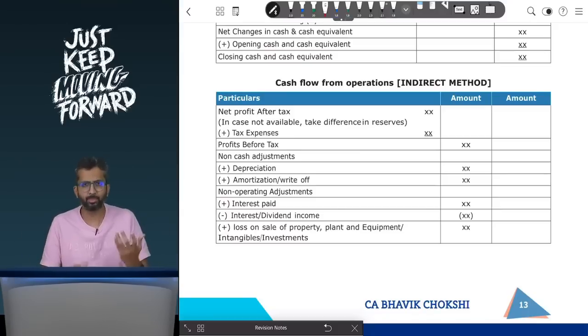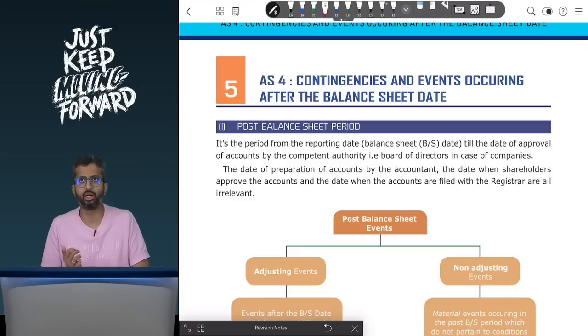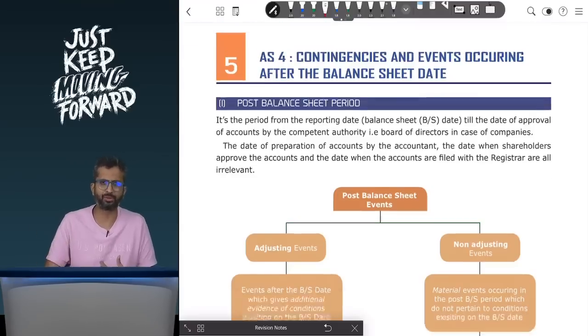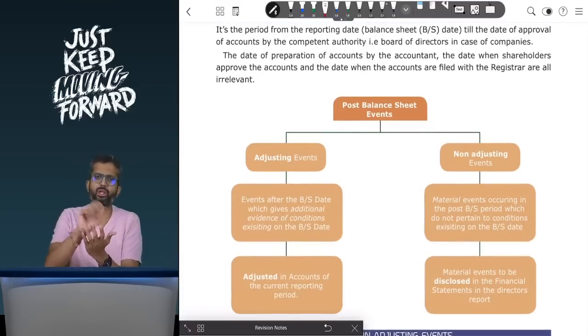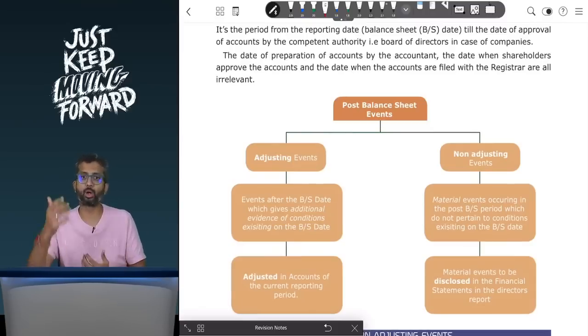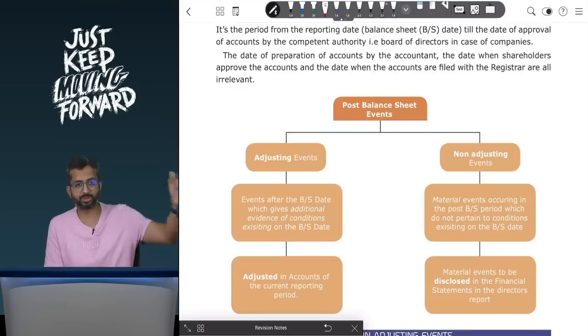Or sometimes a managing director has to be paid based on the percentage of net profits. Now on 31st March, profits are accrued, but you don't know how much they are. So in the post balance sheet period, you finalize the accounts, you say that the profits are 100 crores, 5% of that, that is 5 crores, will go to the managing director.